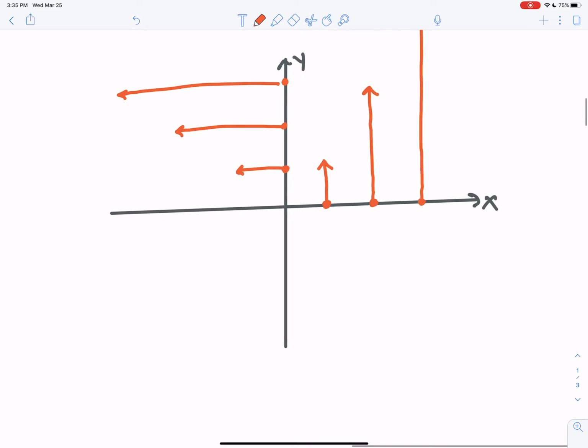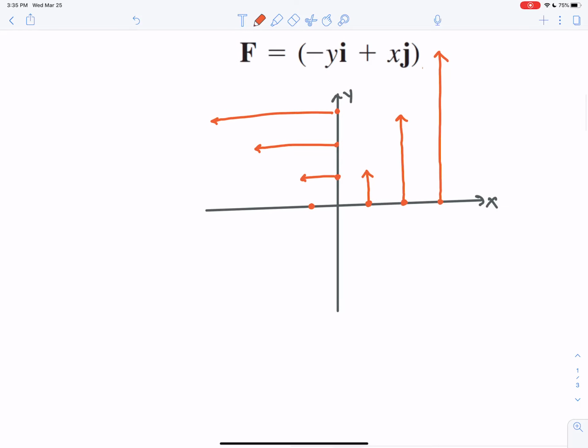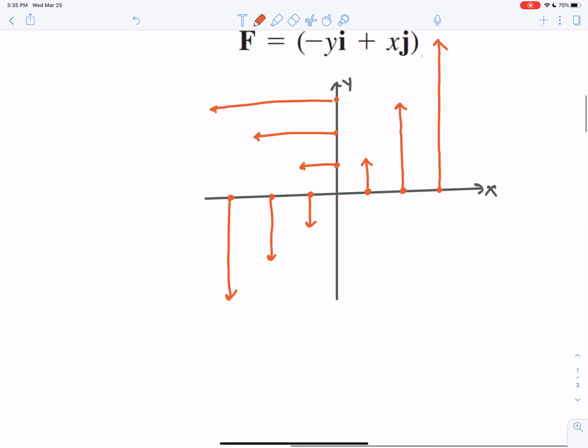We can try the point negative 1, 0. So that will give us 0i minus 1j. So that's negative 1 in the j direction. And you might be able to start to identify the pattern. Most vector fields will have some pattern to them that you can start to see after you sketch some points. And then, without even evaluating, you can kind of tell that these are going to go something like this.